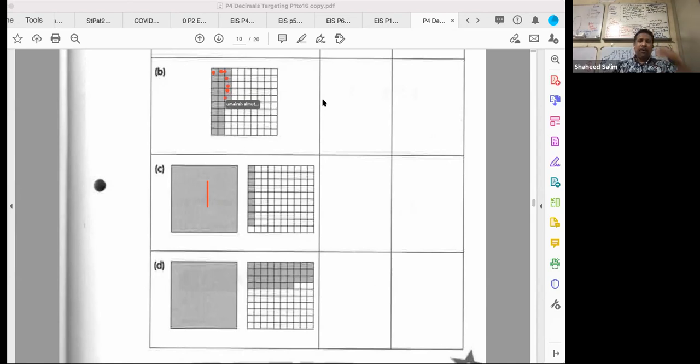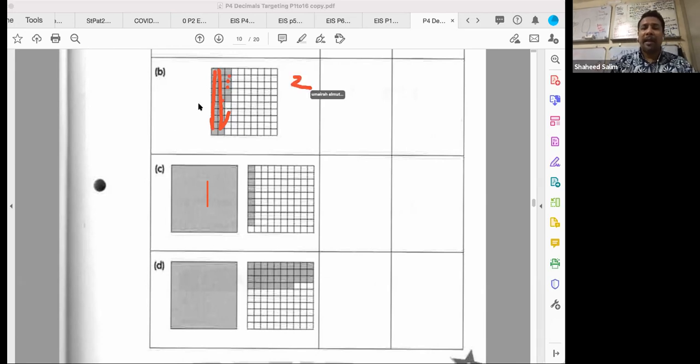One line is 10. 10, 10, 10, 20. Then the last one you count. How many? Total is 100. Okay, 2. Same.